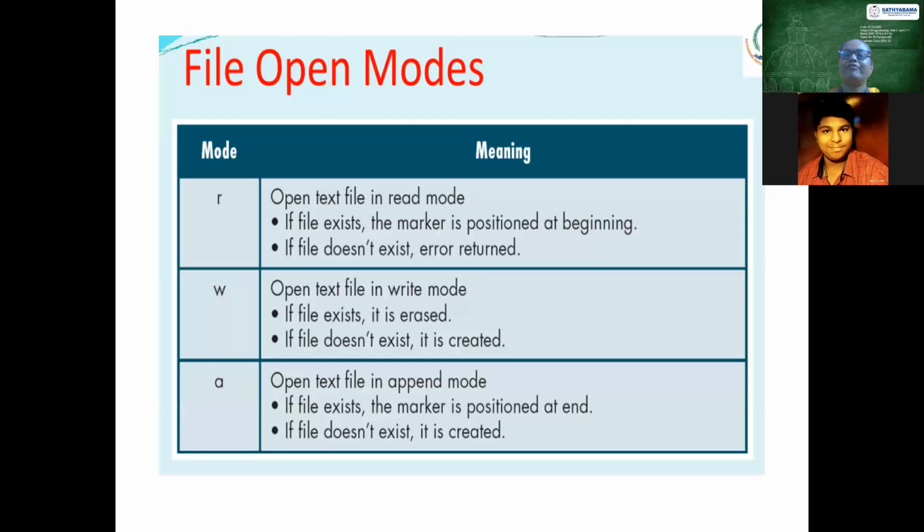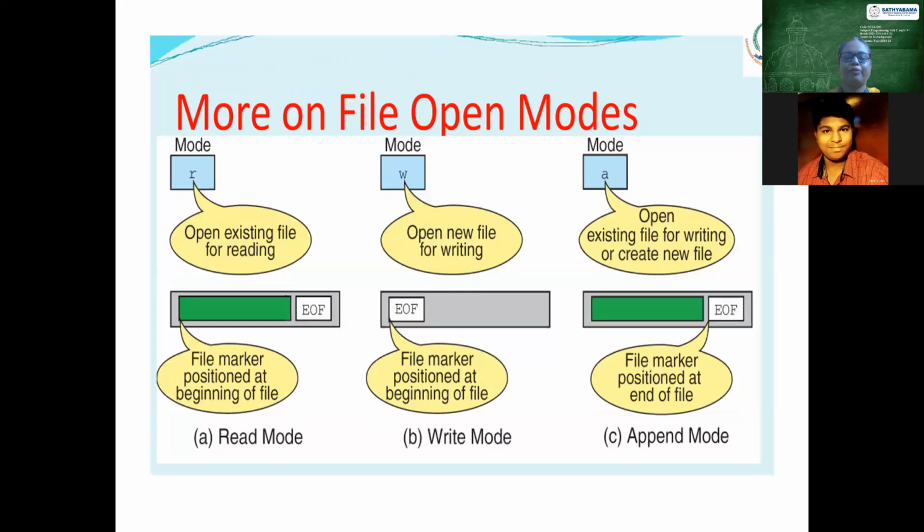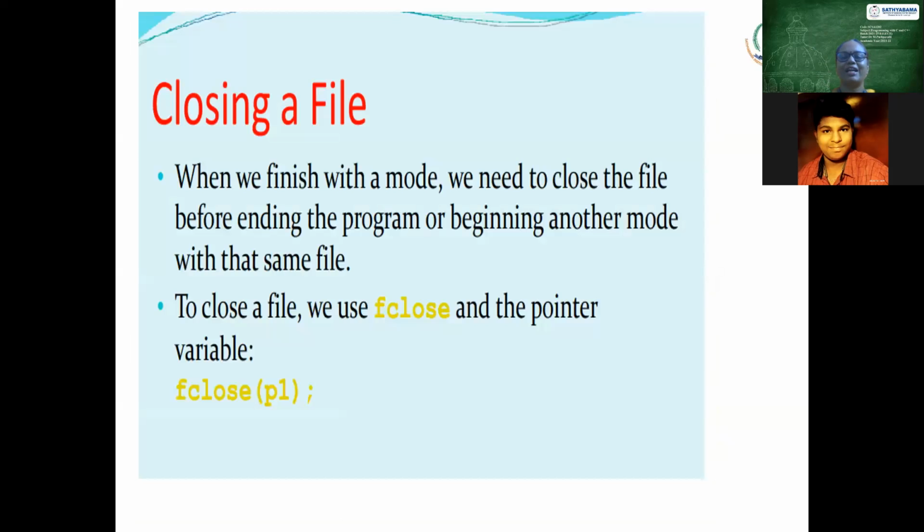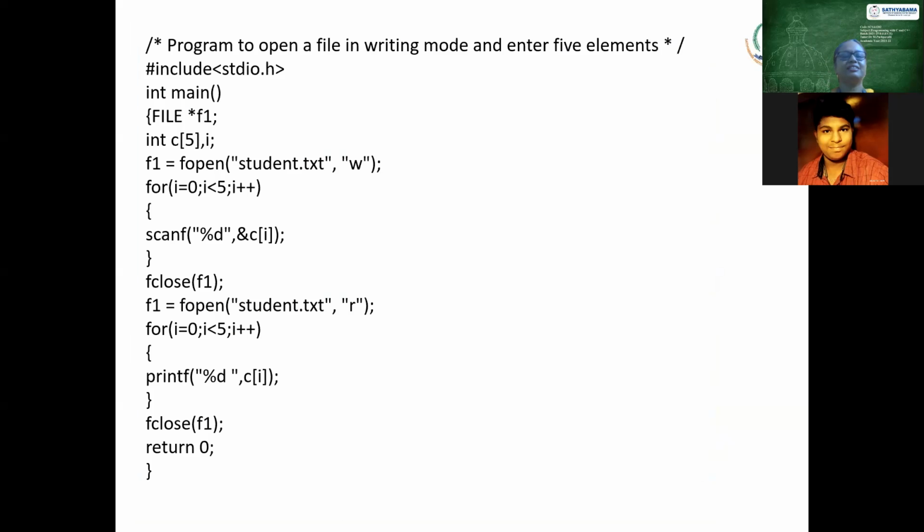And for fopen, we have the syntax. In fopen, first we mention the path, and after a comma we mention the mode. There are three modes: read mode, write mode, and append mode. R+, W+, and A+ are given for read-write mode. And if it is a binary file, we add B as a suffix. That is the only difference. For closing a file, fclose is the keyword, and in brackets we mention the file pointer.